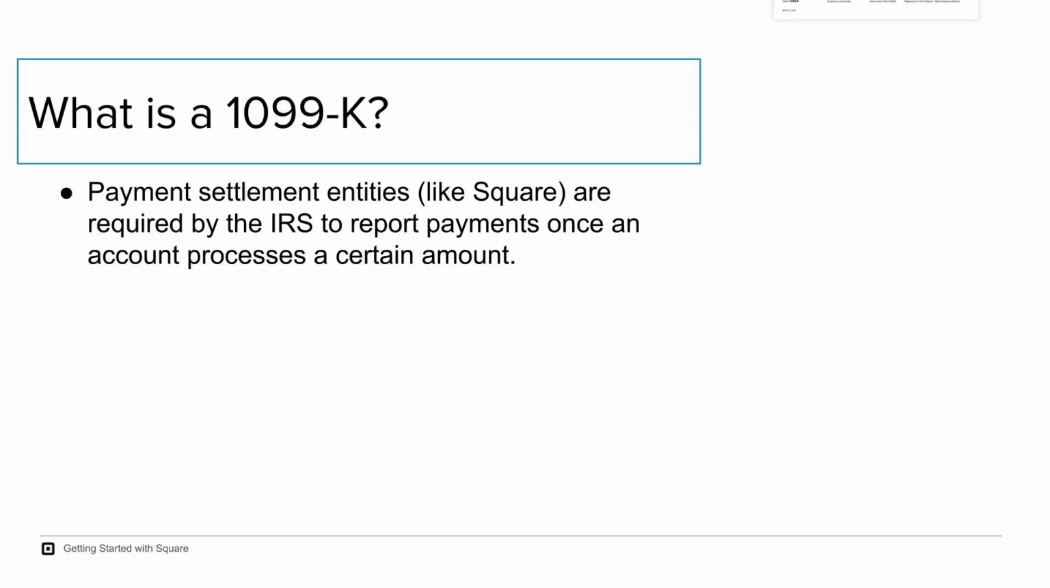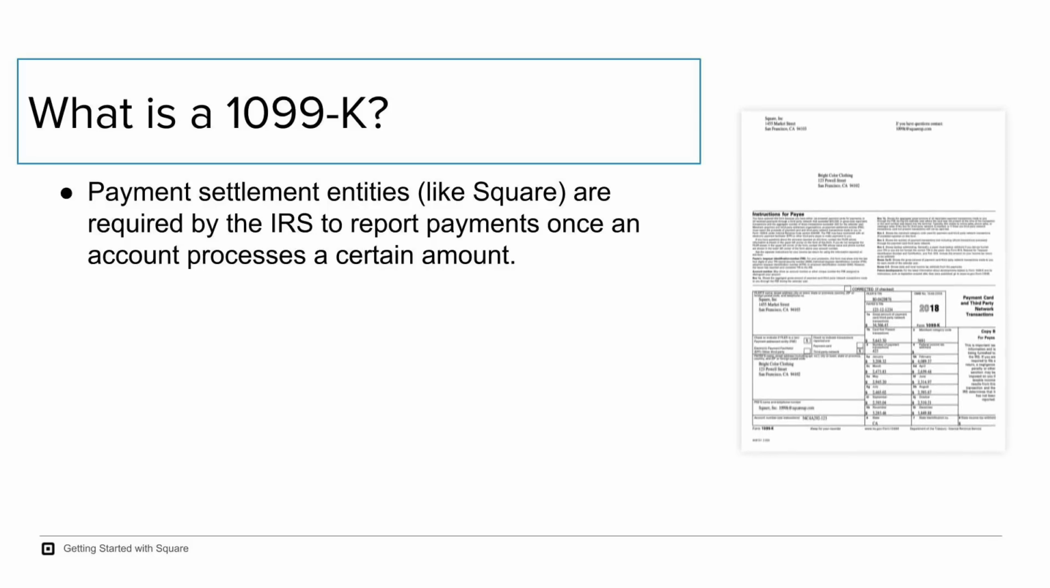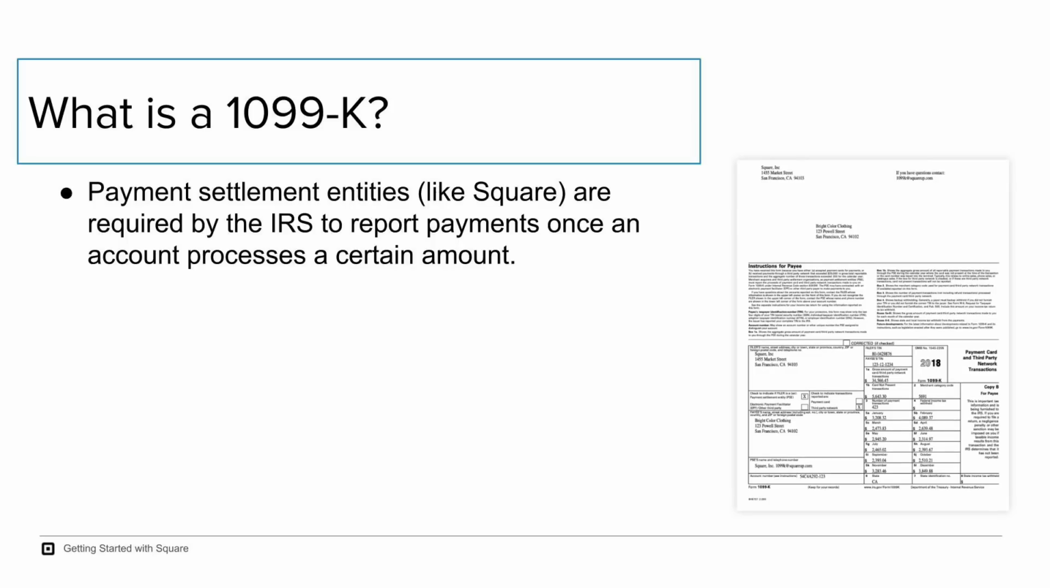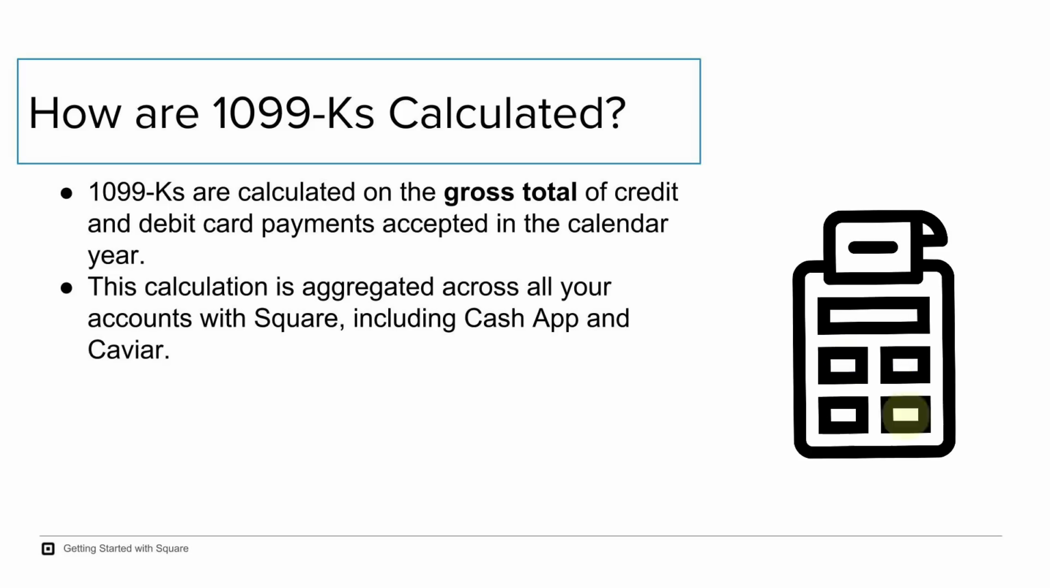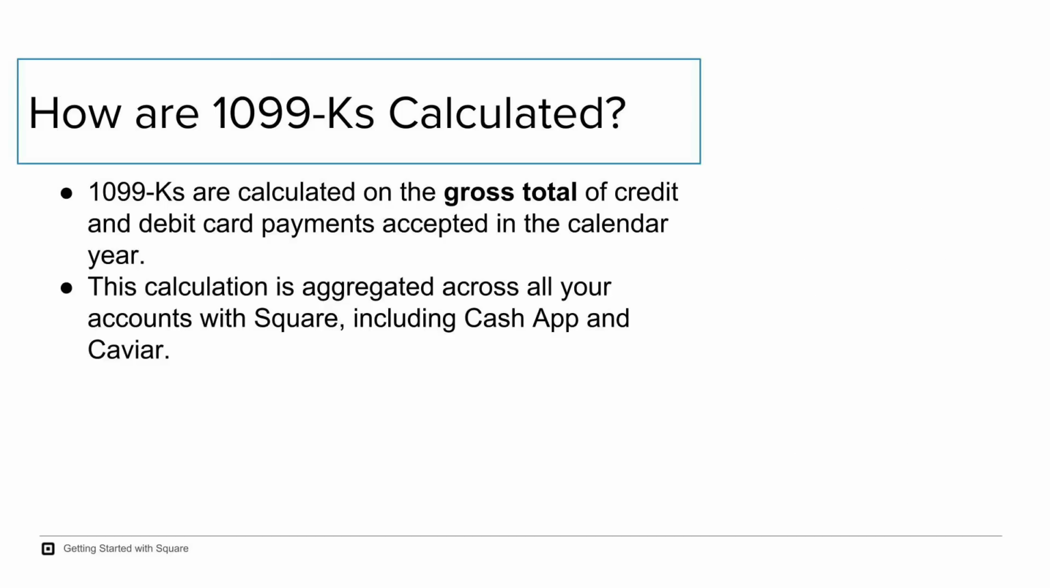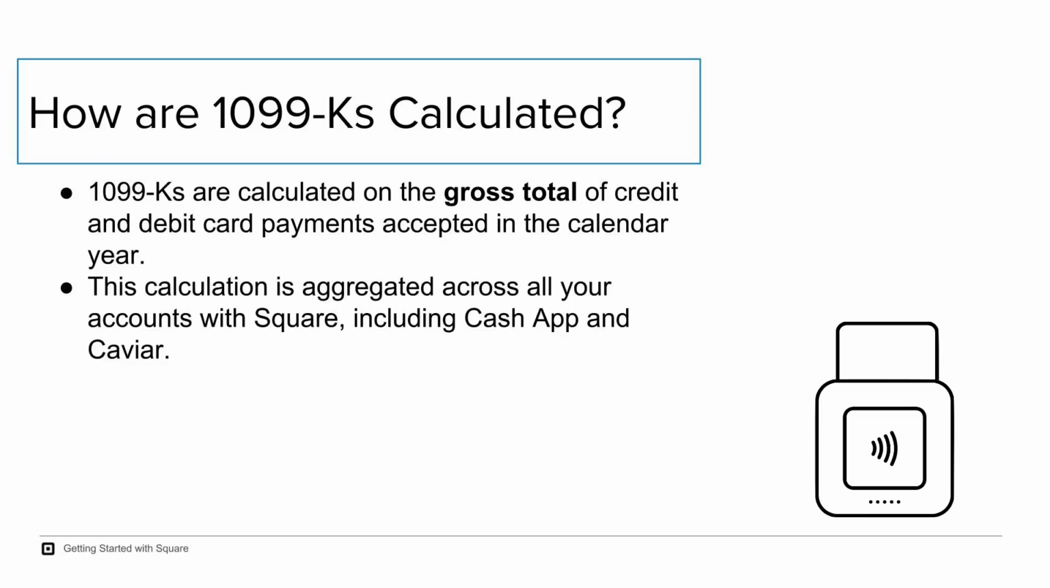When you use a payment settlement entity like Square to process credit card transactions, that entity is required by the IRS to report payment processing if your account passes a certain threshold. We'll cover these thresholds in a second, but first let's go over how they're calculated. 1099Ks are calculated on the gross total of credit and debit card payments accepted in the calendar year. So if you processed a card payment but later issued a refund, we're still required by the IRS to report the original payment amount. Also, gross amounts include Square's fees.